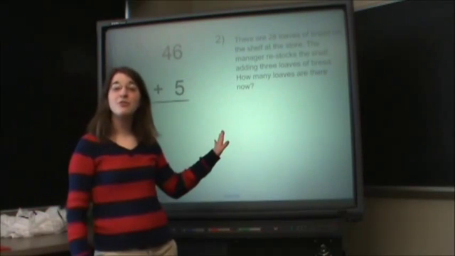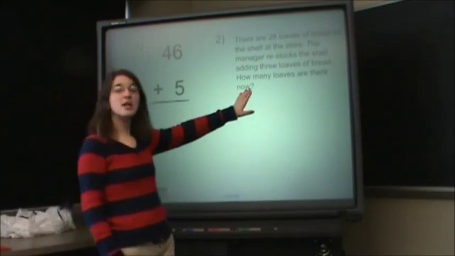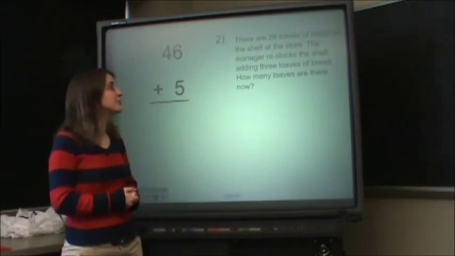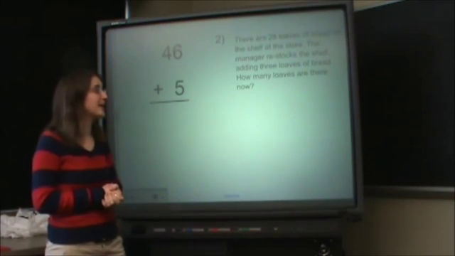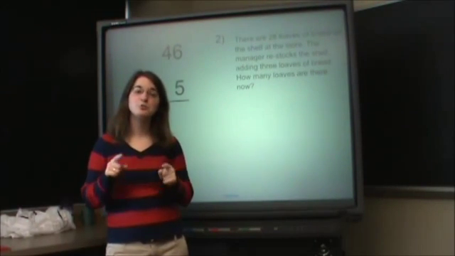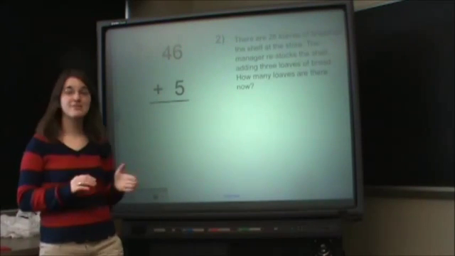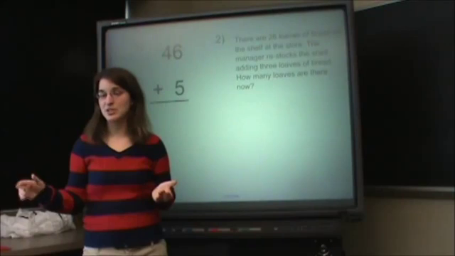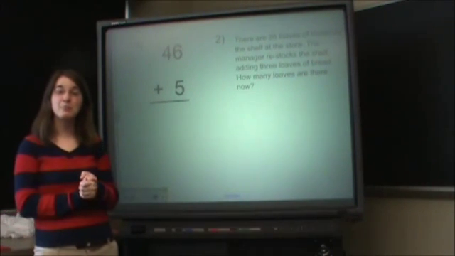Okay, I want you to solve these 2 problems on the board. We have 46 plus 5, and then we have a number sentence over here that says there are 28 loaves of bread on the shelf at the store. The manager restocks the shelf, adding 3 loaves of bread. How many loaves are there now? I want you to use whatever strategies you know that you're comfortable with in solving these. If that's a traditional algorithm, or if that's some other way, if that means drawing it out, whatever works for you. Go ahead and do that now and pause the video.